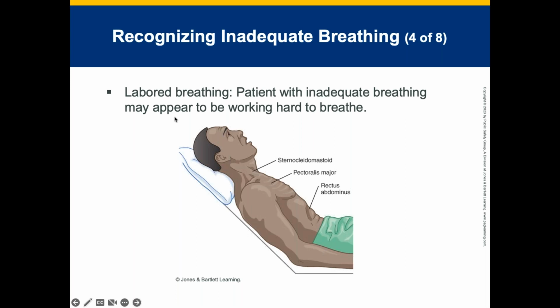The patient with inadequate breathing may have labored breathing. Note that. Accessory muscles are not used during normal breathing, as you can see here in this photo. Sternocleidomastoid, pectoralis major, rectus abdominis: accessory muscles being utilized to help breathe. That's not a good sign. These patients here are in severe respiratory distress.